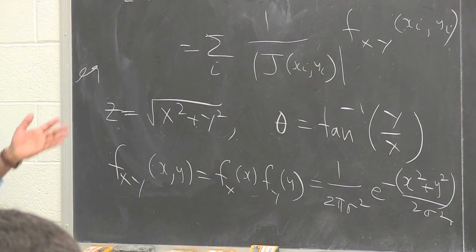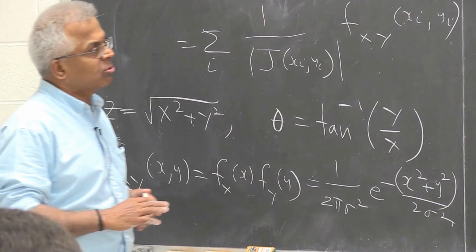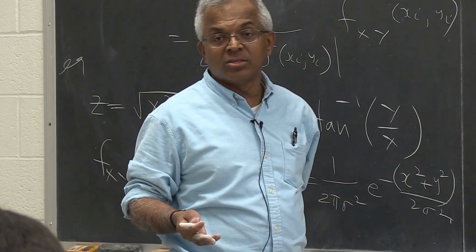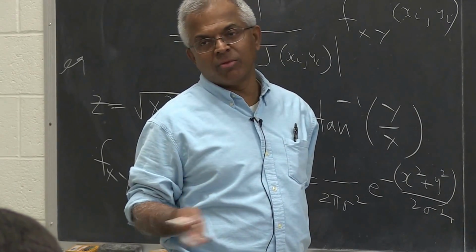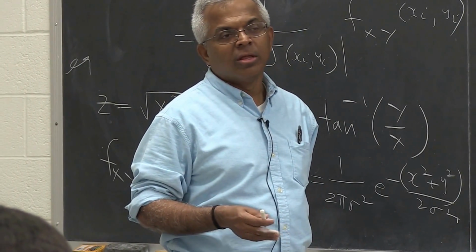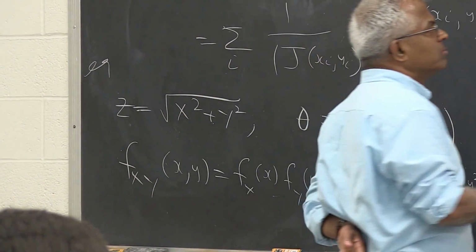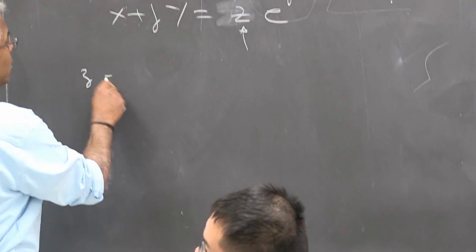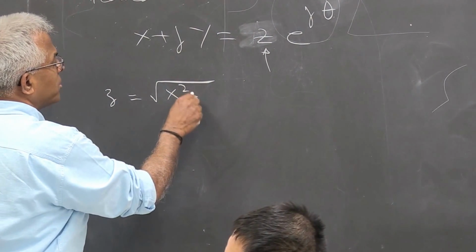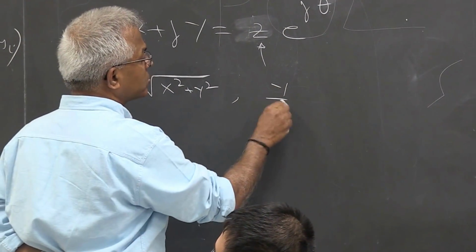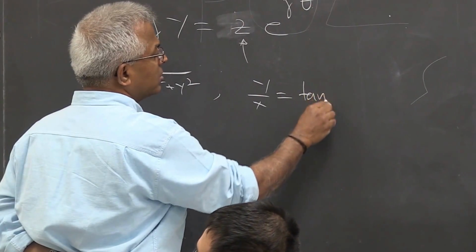So if you have two random variables, these are the type of questions. We want their joint density function, we want their marginals, actually marginals you already know, but then we want to know whether they are dependent or independent. So we have z equal to square root of x squared plus y squared, and you have y over x to be tan of theta, right?